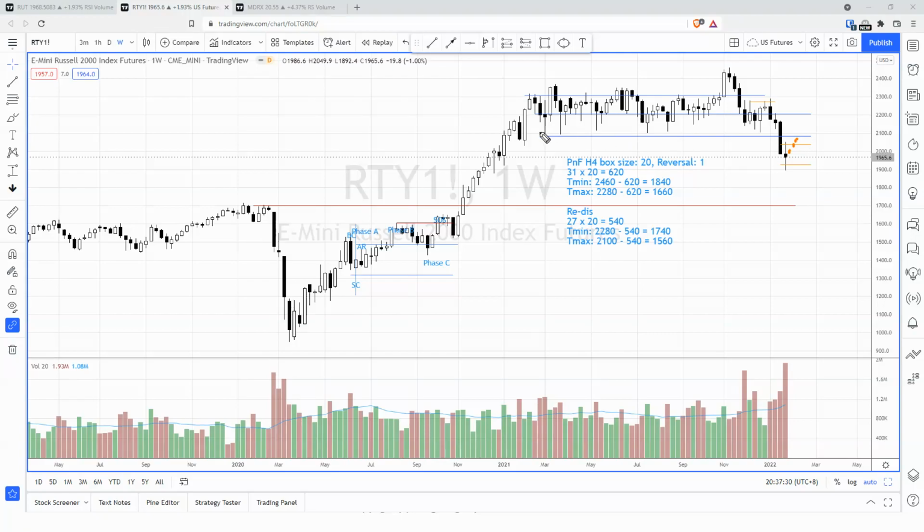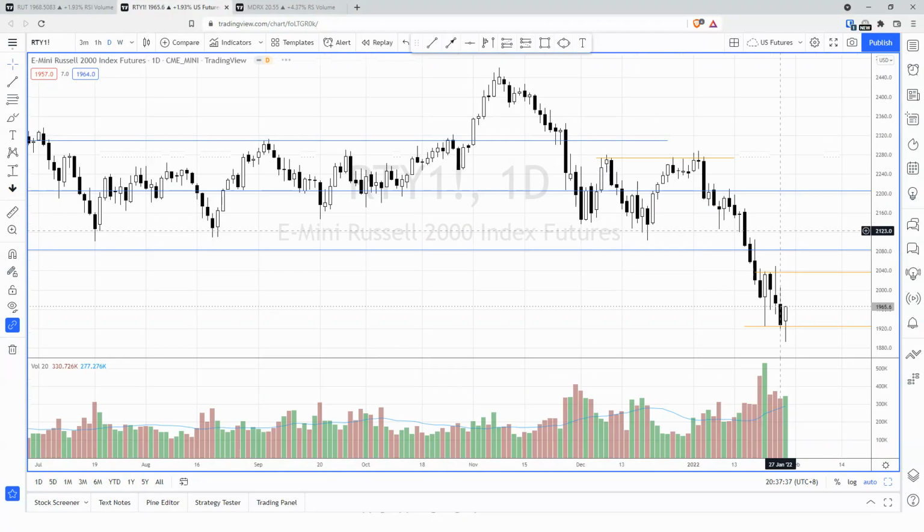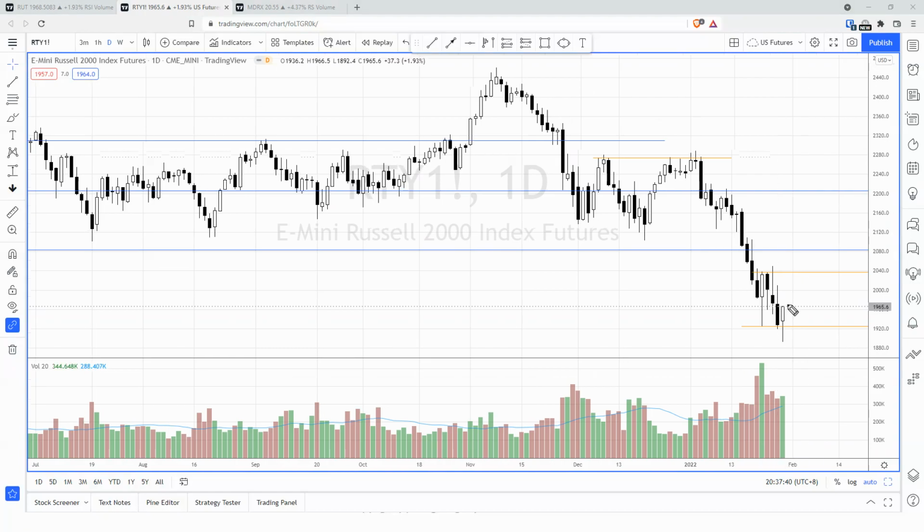So let's watch out for the 2100 level if it gets there. The first level to watch is definitely this green line at 2040, because that is a very important line. This is the FOMC bar, which reversed everything. It's a very important bar that price needs to overcome first. If it can overcome this level, then I think it should have a chance to test 2100.